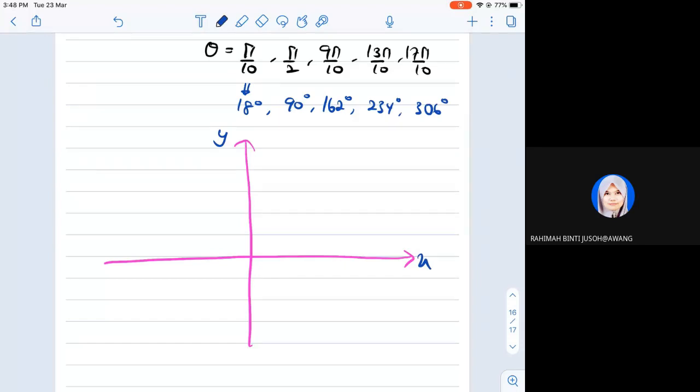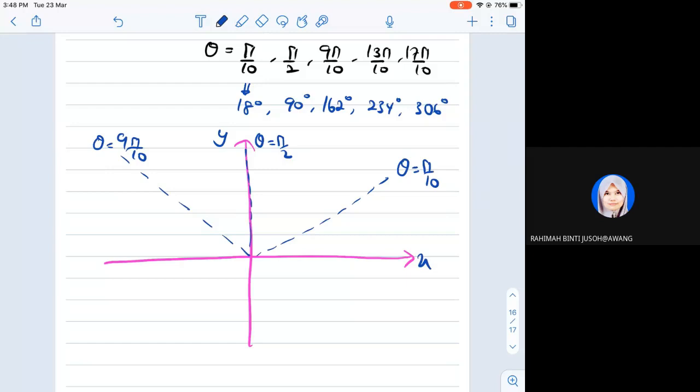Okay, so now 18 degrees, pi over 10. 18 degrees ni of course lah dekat first quadrant. So kat sini theta equals to pi over 10, 18 darjah. And then second kita ada theta equals to pi over 2. And then third kita ada theta equals to 9 pi over 10, which is 162 degrees. 162 degrees dalam kuadran kedua lah. So theta equals to 9 pi over 10.